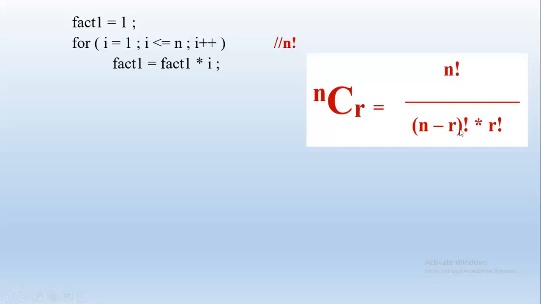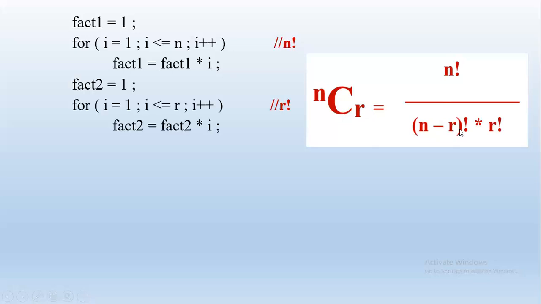Next, find one by one. r factorial. Here fact2 is initialized to 1. So i is less than or equal to r, going up to r. r is 3, so here we are finding 3 factorial, 1 into 2 into 3. So for 3 factorial, we get fact2 as 6.